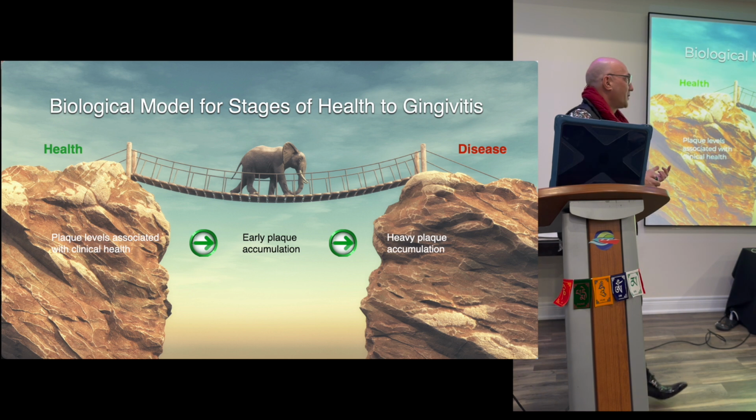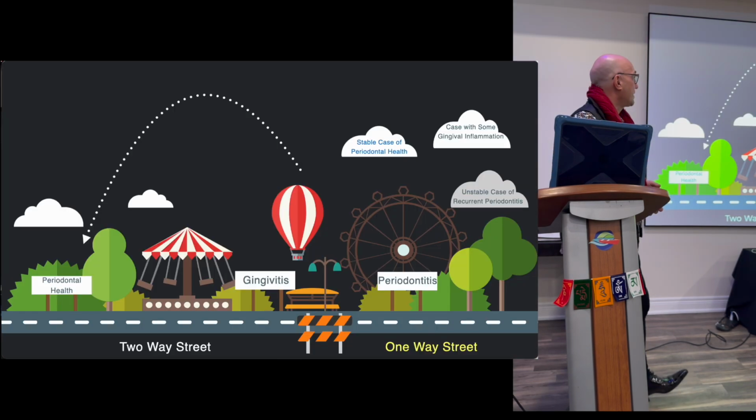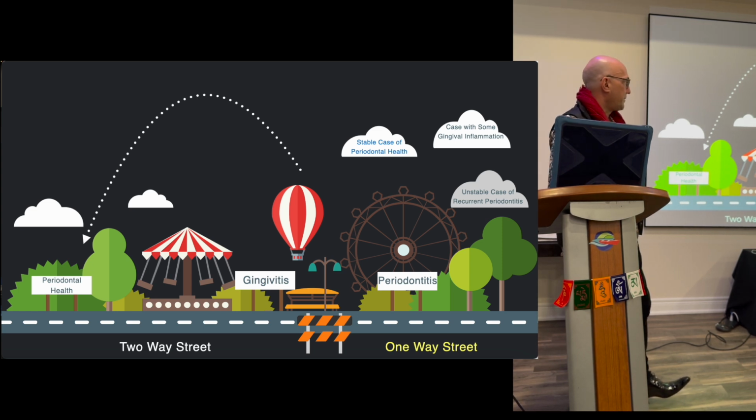So the biological model for health to gingivitis, it's health to disease. You have these plaque levels. There's early plaque accumulation, heavy plaque accumulation. The elephant goes across the bridge and the bridge snaps, and then you have disease, and there's no going back with that. With gingivitis there is, with periodontal disease there isn't. And that's where this slide comes in. It's a two-way street between gingivitis and periodontal health, but it's a one-way street from gingivitis to periodontitis.